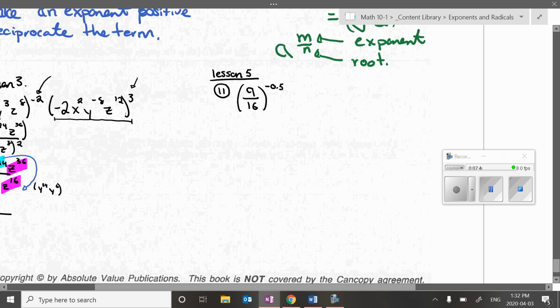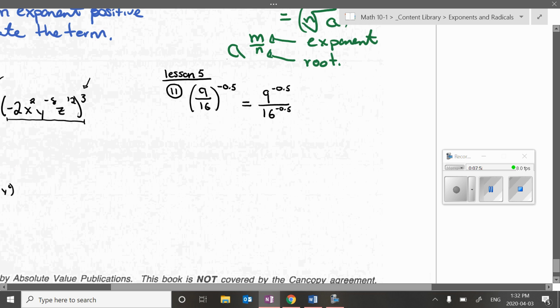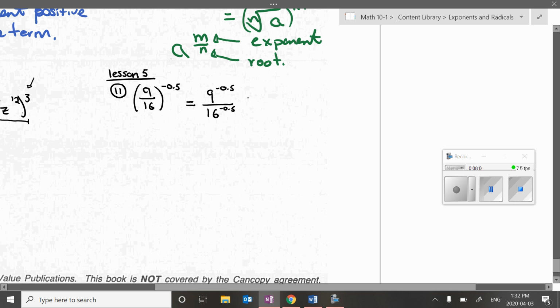Again, we can do these ones in a lot of ways. The first way you could think of this is 9 to the power of negative 0.5 over 16 to the power of negative 0.5, which then I have to flip both of them to get those negatives to become positive. So 16 over 0.5, then 9 over 0.5. 0.5, written as a fraction, is 1/2, and 9 to 1/2.